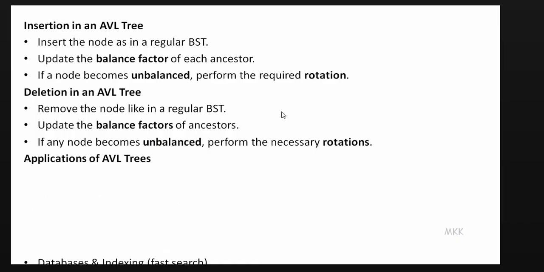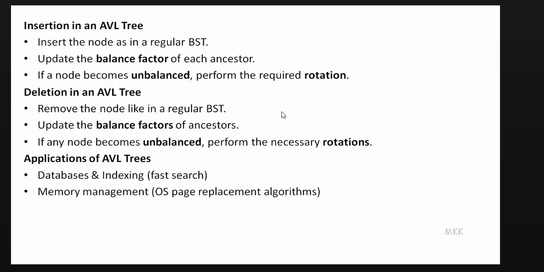Applications of AVL trees. We will use AVL trees in databases and indexing for fast searching. The best example: in a database, data will be stored in the form of records. For our understanding, I am giving one example as Microsoft Excel. Next, memory management, the OS page replacement algorithm. You already know about replacement algorithms, like paging in computer organization and architecture, in memory management, which is the fifth unit in BTech.